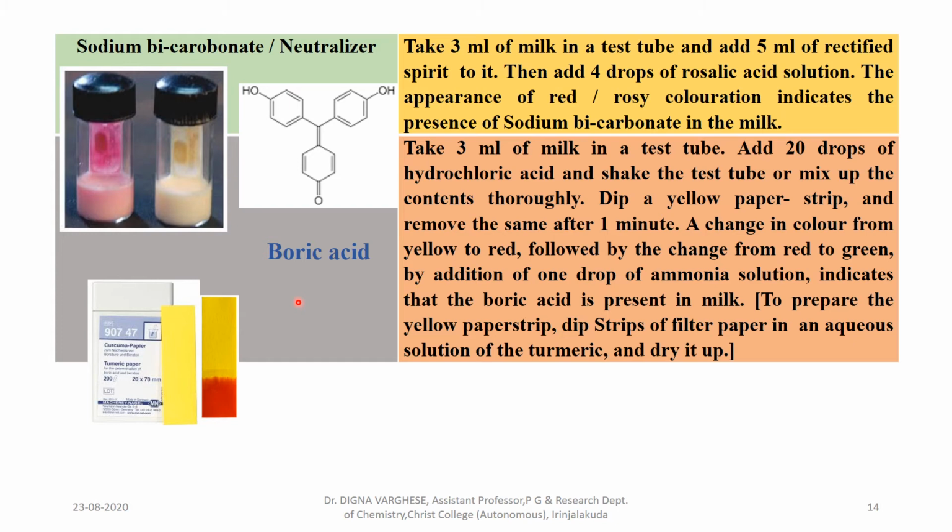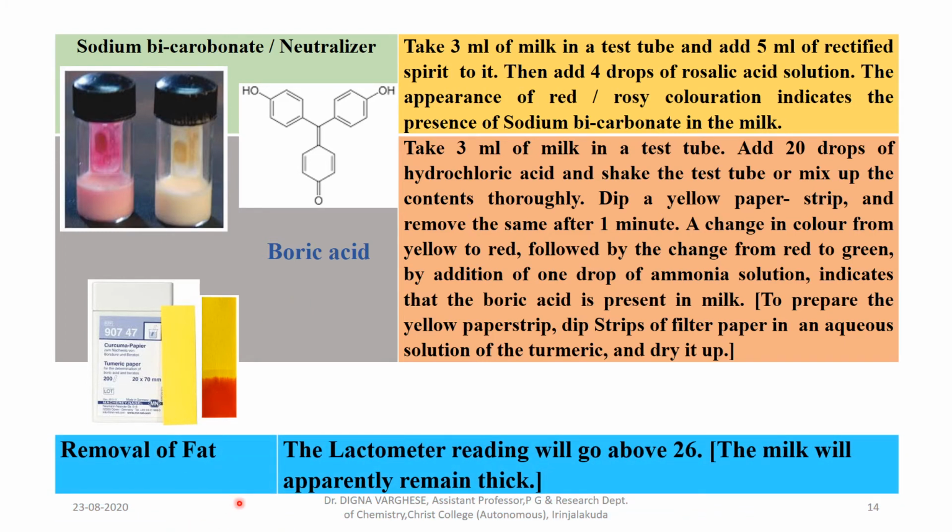Sodium carbonate, boric acid, hydrogen peroxide, formalin, detergent, and synthetic milk are added to milk. Now we are testing the removal of fat from the milk. That is also an adulteration method, the removal of an important substance from the sample. Removal of fat is tested here by the lactometer reading.